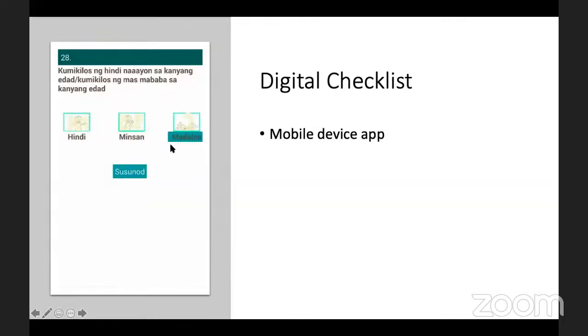In this slide, it doesn't show that it's quite clear, but in the app it is. So anyway, this is the mobile. This is how the mobile device app looks like.